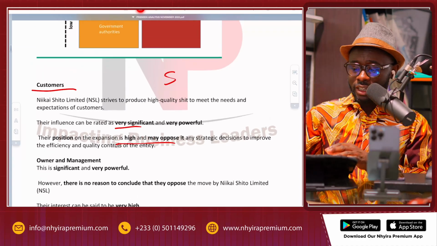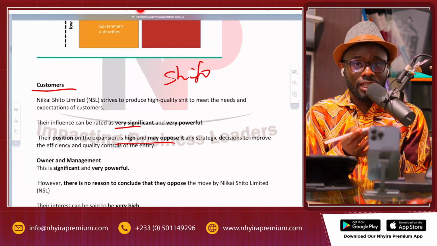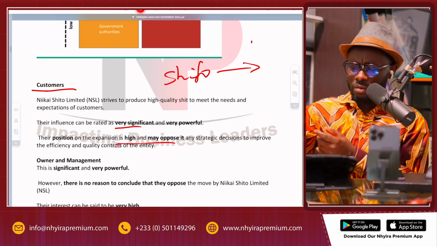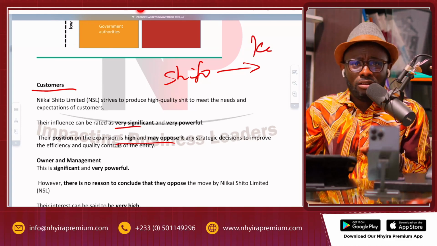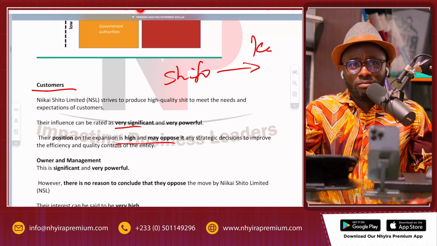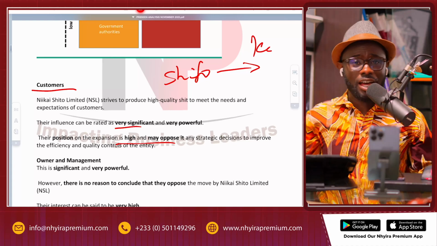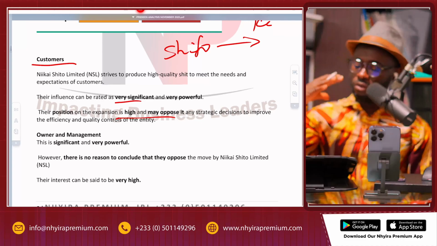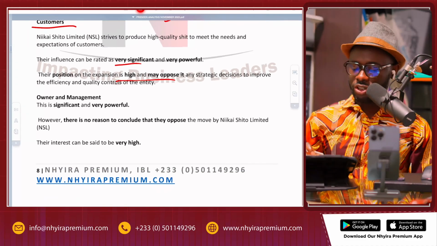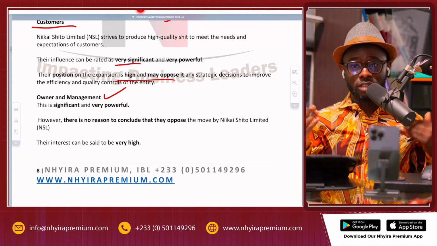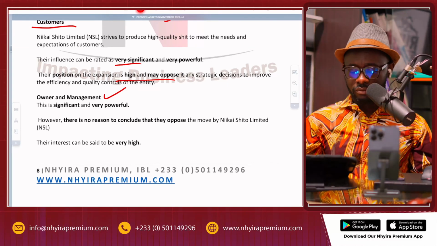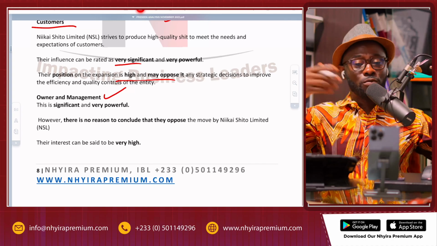If somebody buys shuttle from NSL and they don't like it, they could go and buy another shuttle, or maybe get some ketchup, or get some mayonnaise, or get some barbecue sauce, and the other ones that we spoke about generally in that regard. So they are very powerful. They're not going to be opposing the expansion strategy. The owners and management, in the context of this question, the owners are the same as the managers. Definitely, they are powerful. They are the ones proposing the deal.